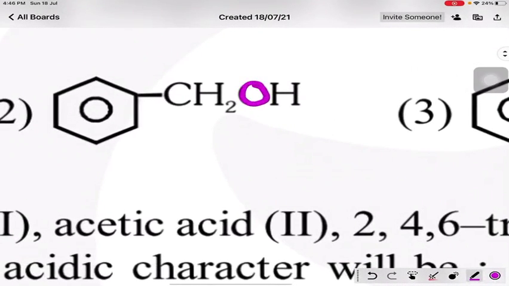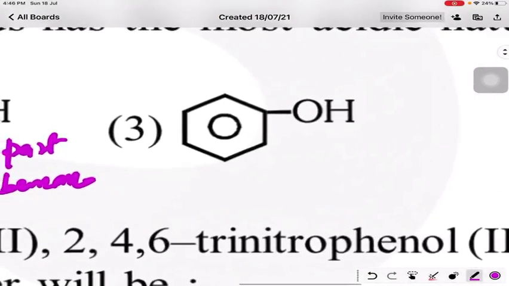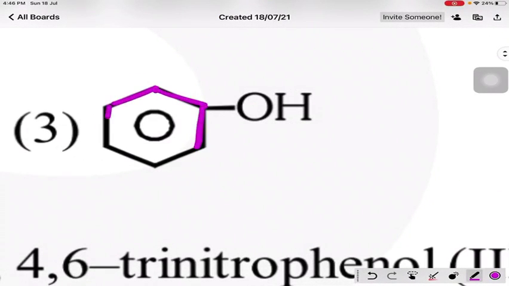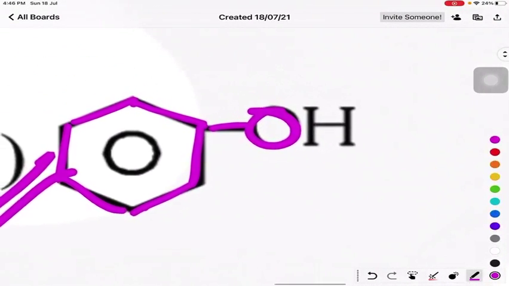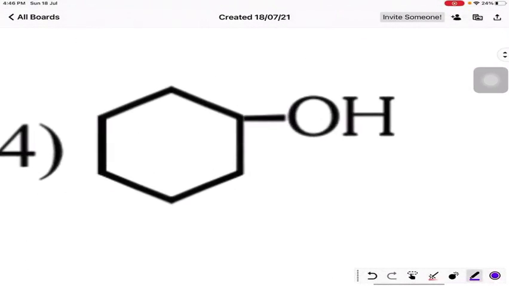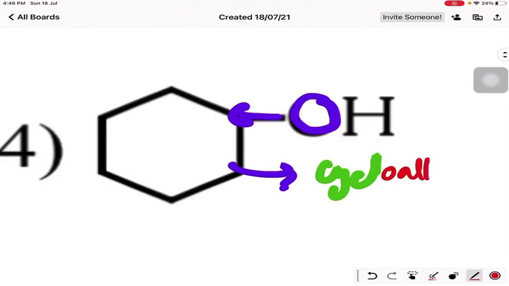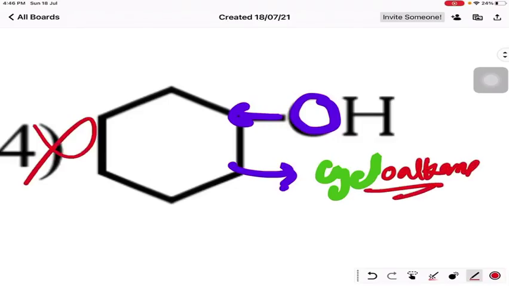Again, this oxygen is attached to this carbon, the bonding is with this carbon, and this is not a part of benzene, so it is again not that acidic. Now we have phenol, because all the others are alcohols. Alcohols are less acidic than phenol. So this is your correct option, because this oxygen is attached to the carbon which is a part of the benzene ring. Whereas this one is no doubt attached to a carbon of a ring, but this ring is not a benzene ring. It is a simple cycloalkane. This carbon is sp3 hybridized. This is a cycloalkane, so this cannot be the option.